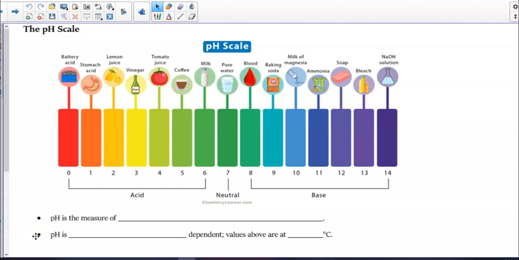This video is on the pH scale, what it is, and how to calculate it. So you've probably heard of the pH of things. You can see examples of it. It's a scale that runs from 0 to 14, and it's a measurement of how acidic or basic a substance is.